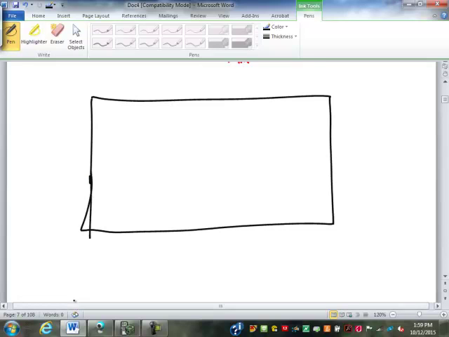Pretend that's a rectangle. There. Let's say that this is a 14-foot by 32-foot deck. And we're going to cover this deck with 5/4 deck plank.